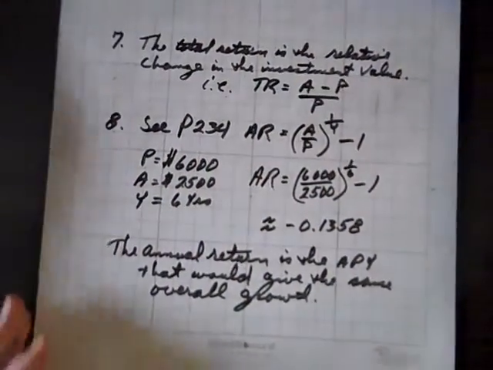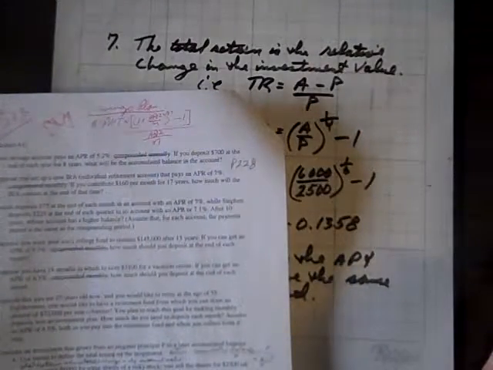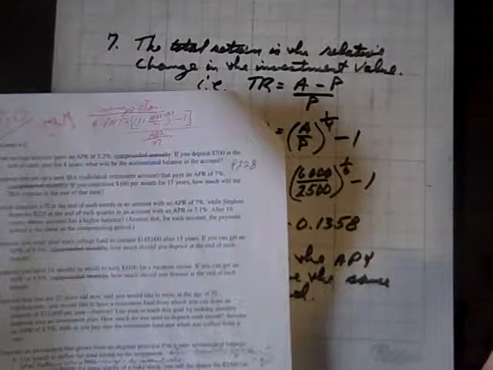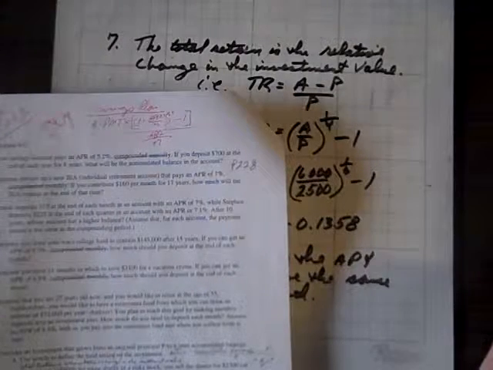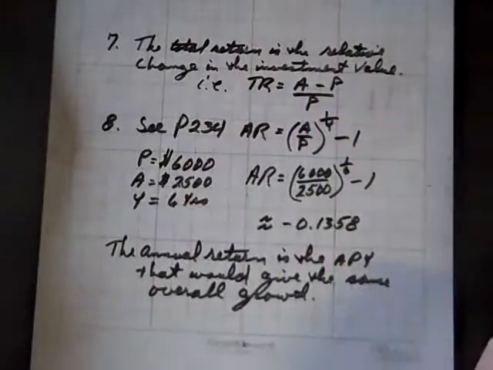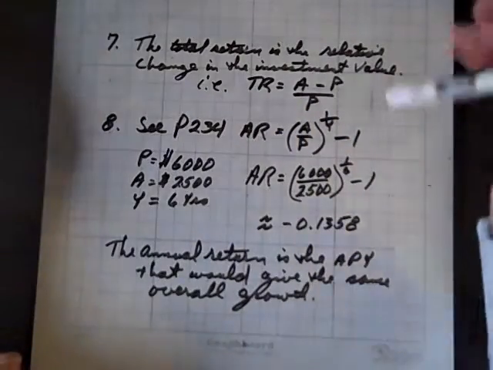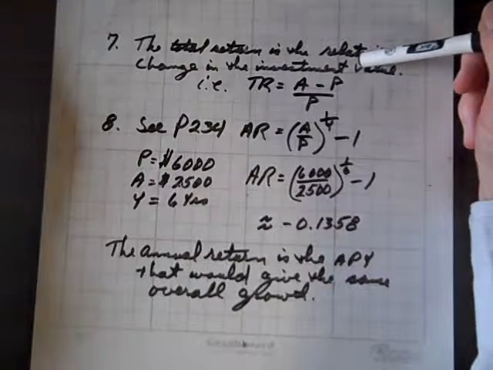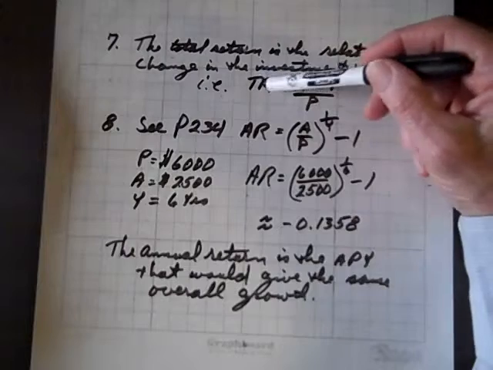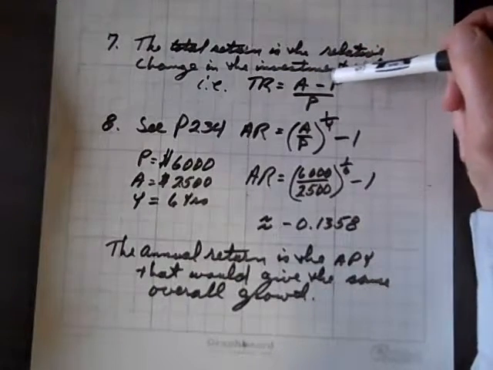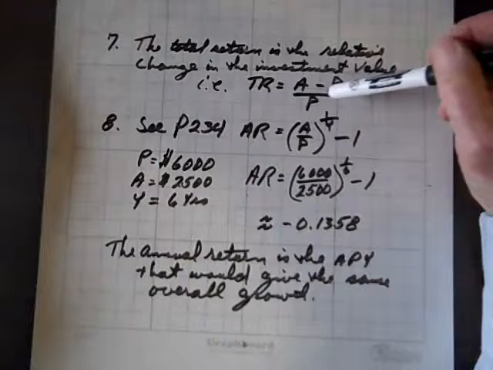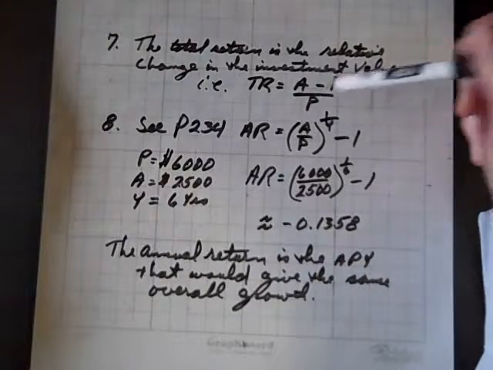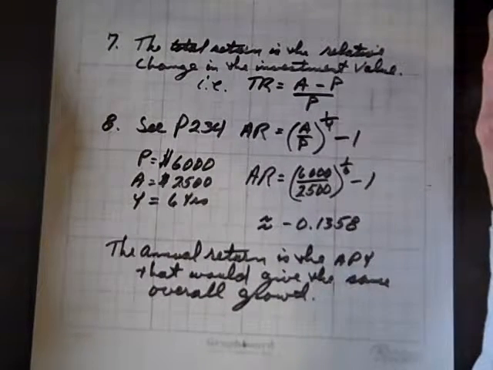And the question for 7 says, consider an investment that grows from an original principal to a later accumulated balance. Use words to define the total return on the investment. Well, the total return on the investment is the relative change in the investment value. That is, total return equals the accumulated balance minus the principal, that difference all divided by the principal, and that's what your total return is.